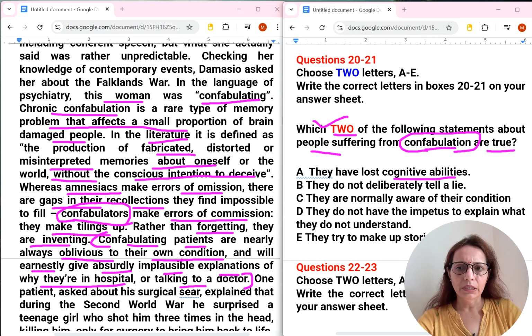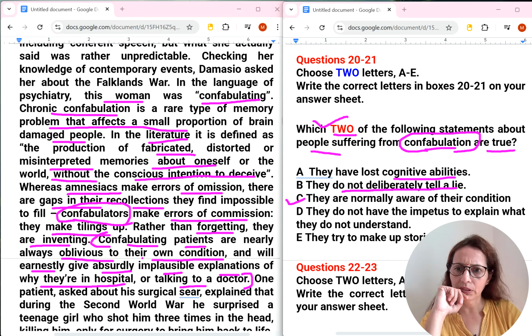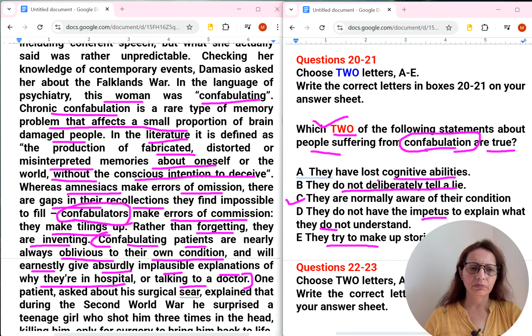They know their own condition. Okay, they do not deliberately tell a lie. It is also not explained like that. They are normally aware of their condition, oblivious to their own condition. Okay, they do not have the impetus to explain what they do not understand. They try to make stories. They have lost cognitive abilities.